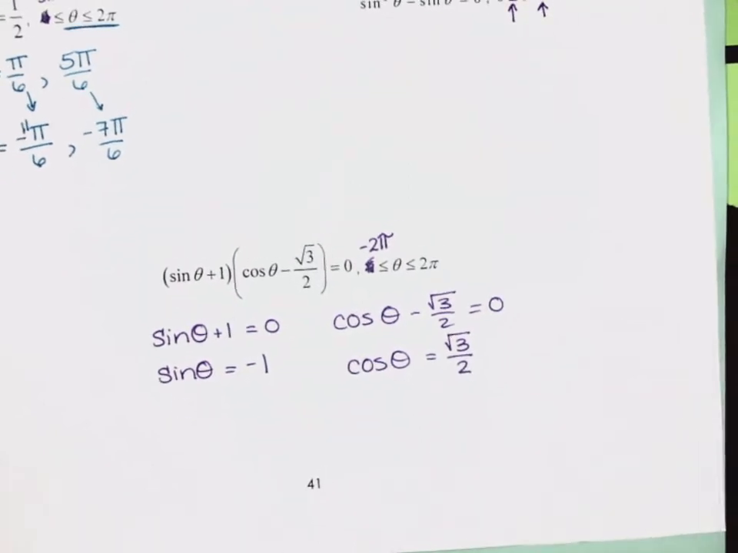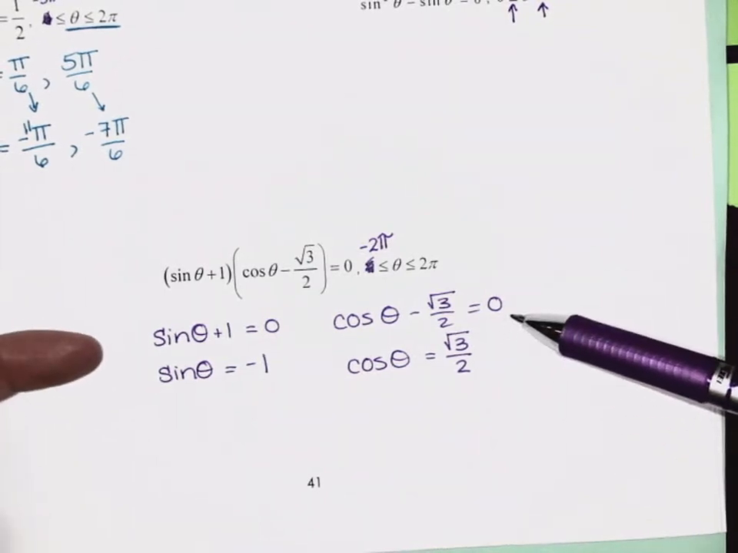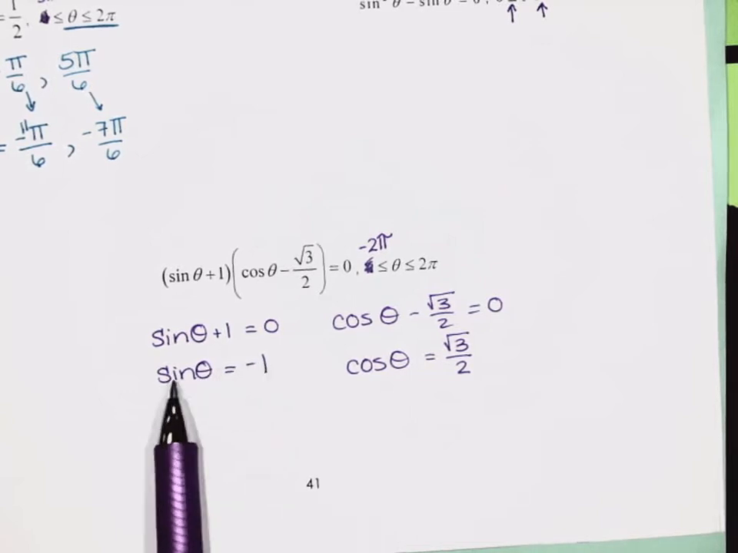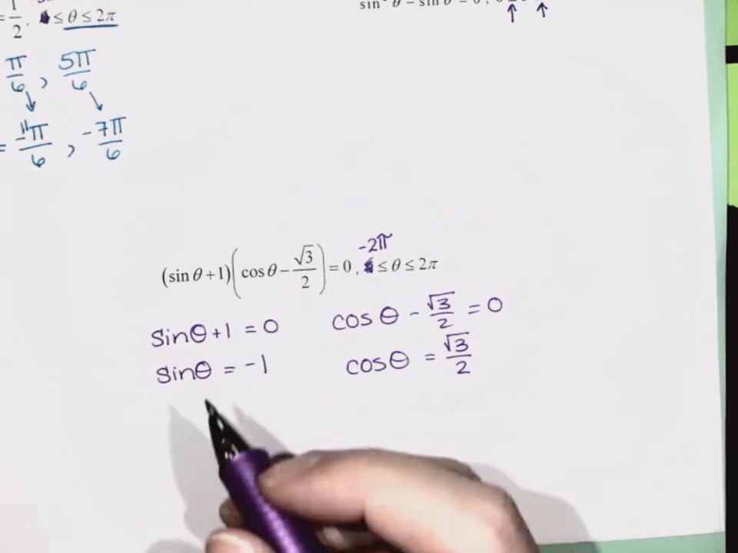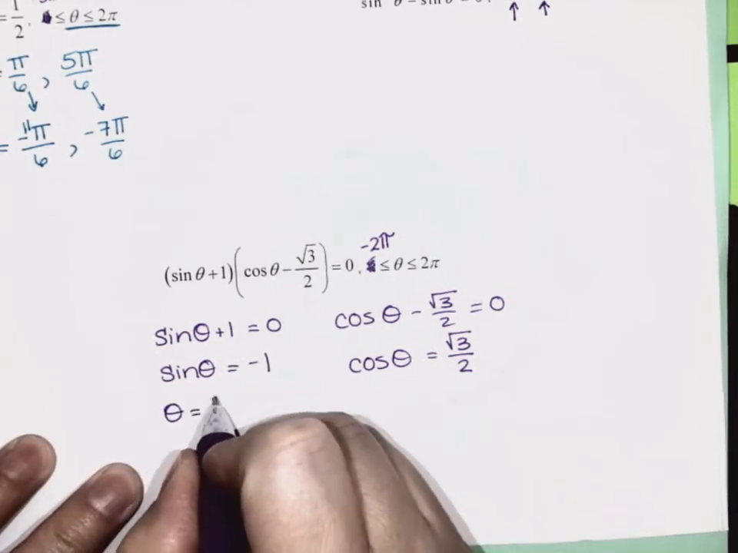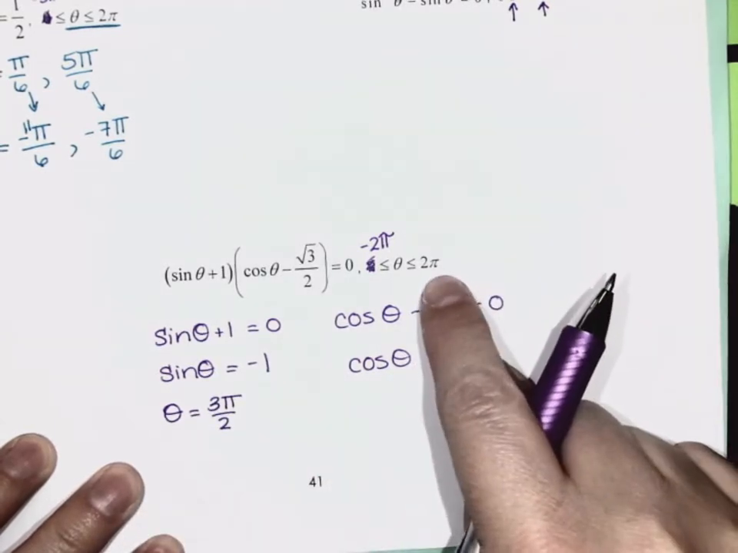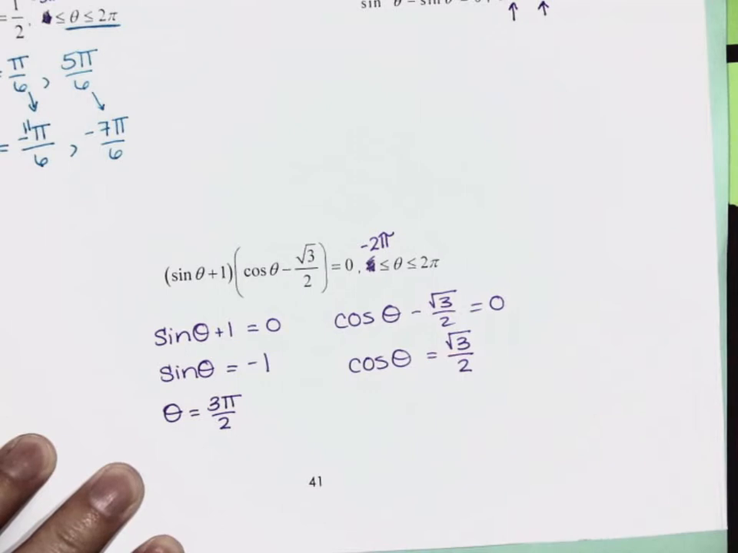Okay, we're not done yet. We still have to solve for theta. So that's the 4.6 part of the step. The 4.5 part of the step happens now, where we're actually solving for theta. So let's do the easy one first. Sine of negative 1. Where is sine negative 1? 3 pi over 2. Okay, that was my positive rotation. Where am I on my negative rotation?